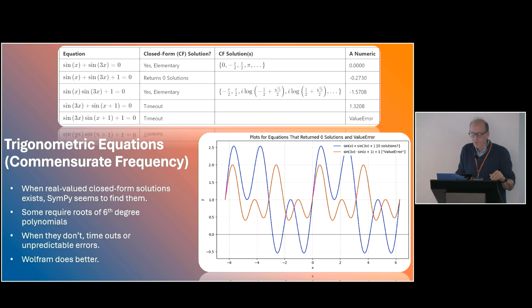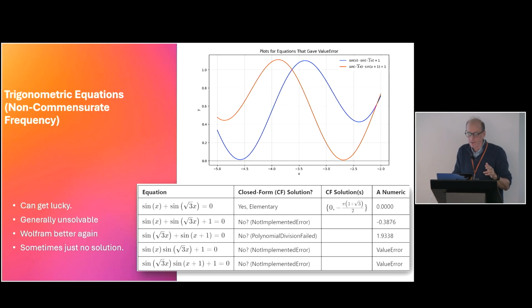I did try a different computer algebra system on some of these, and it just times out. And then it's like, well, I don't know. I'm going to assume that if it was easy to find, it would find it. But maybe it's not. Wolfram, which is a different computer algebra system, it's proprietary, but you can use it to some degree for free on the web, does a slightly better job than SymPy at solving some of these, but some of them just aren't solvable, apparently.